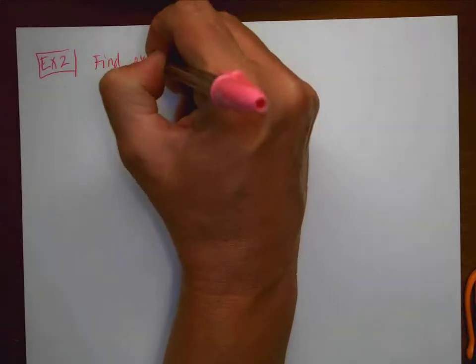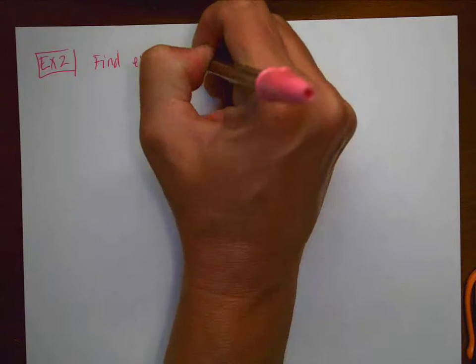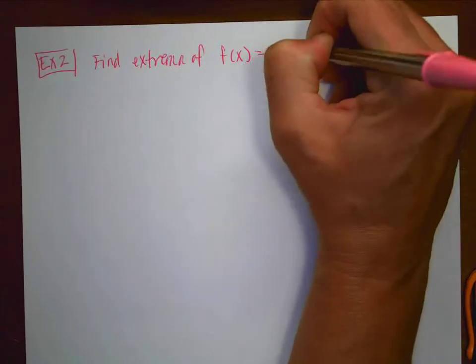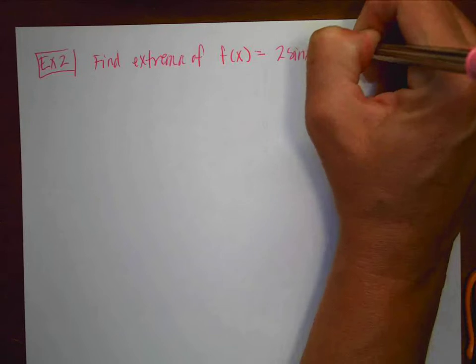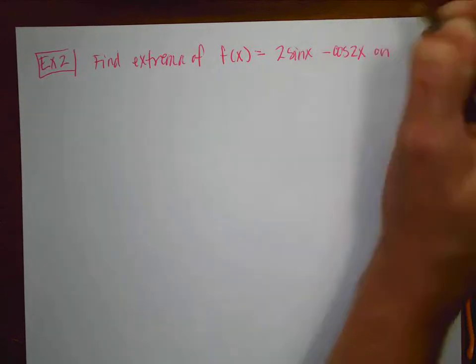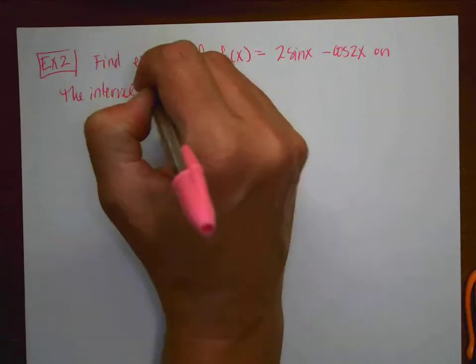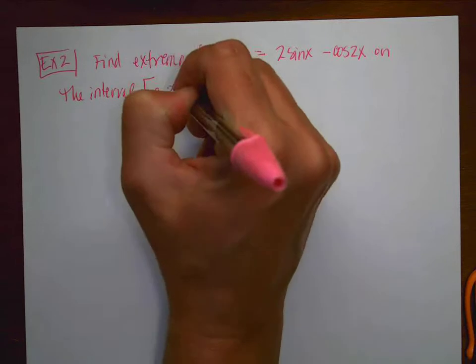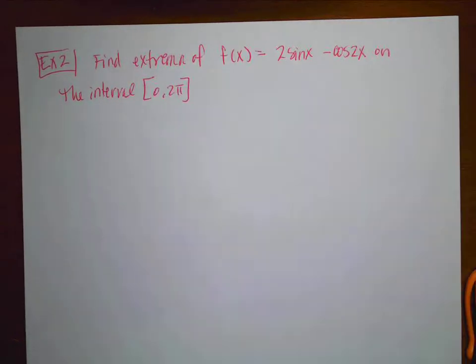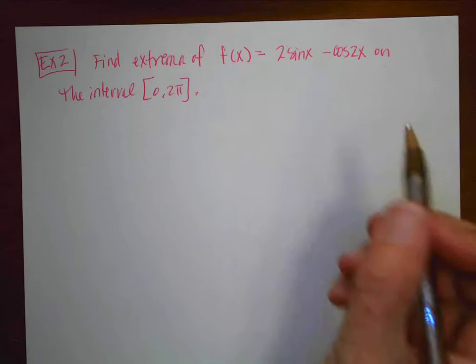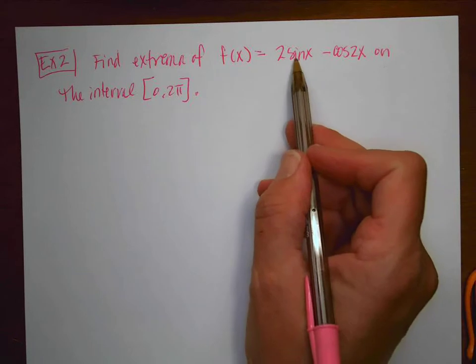it says find extrema of f of x is equal to 2 sine of x minus the cosine of 2x on the interval from 0 to 2 pi. And again, this is a closed interval, which means that we're going to make sure that we test the endpoints.